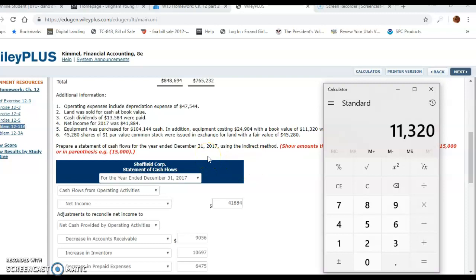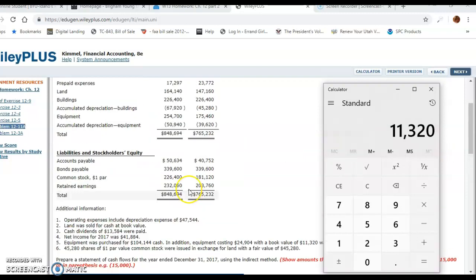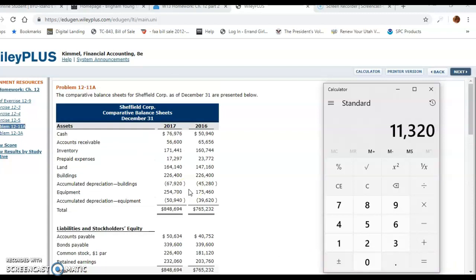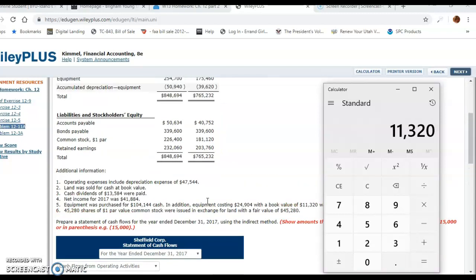And I'm not saying this is the right way to do it, I'm just saying this is how I do it. Because there are 3 tries, I just try and put in something and see what I have. It says, the comparative balance sheets for Sheffield Corp as of December 31st are presented below. We have the balance sheet for 2017 and 2016, and I have started it.